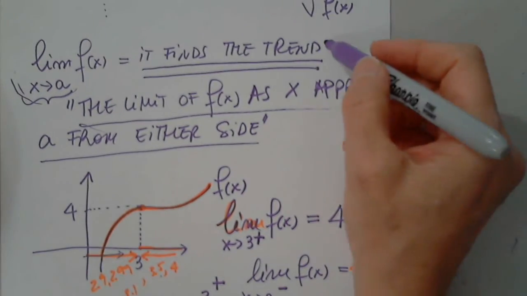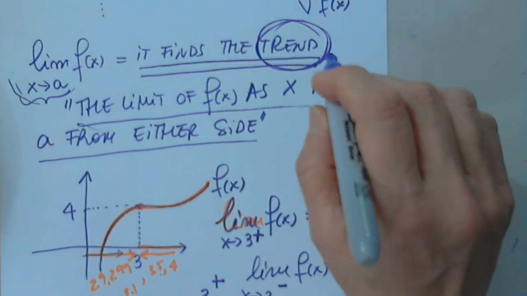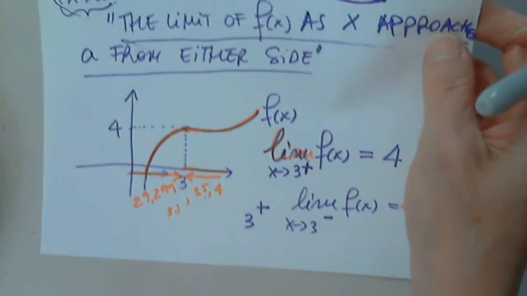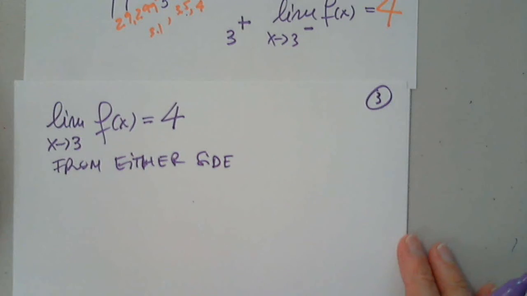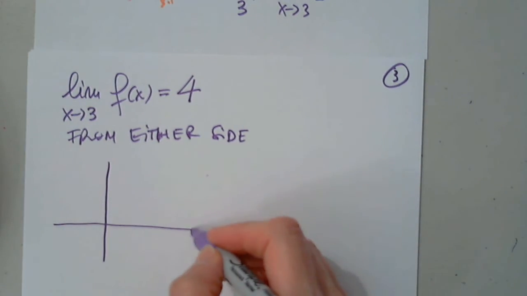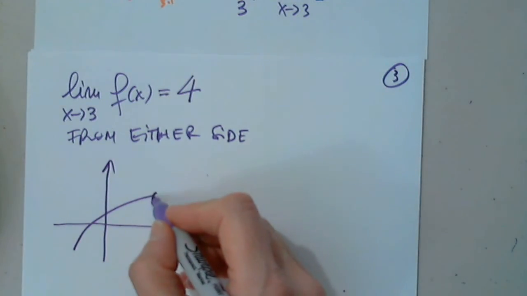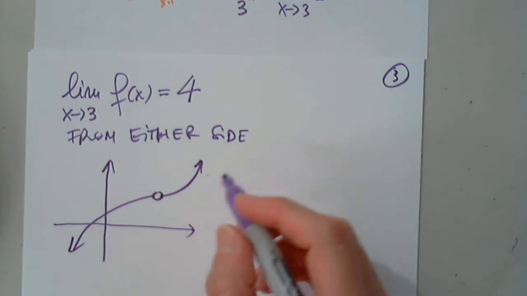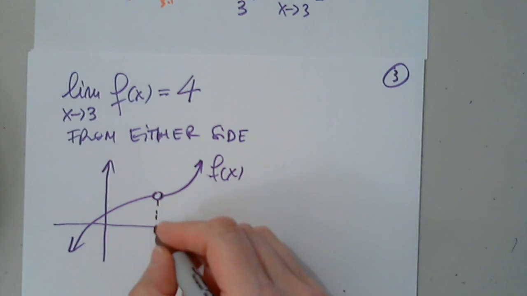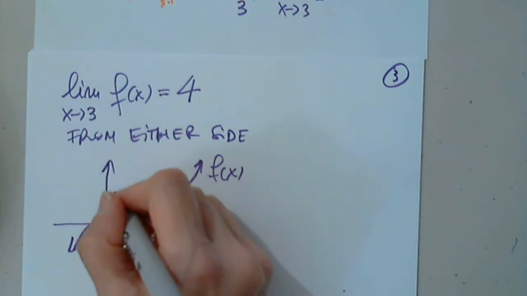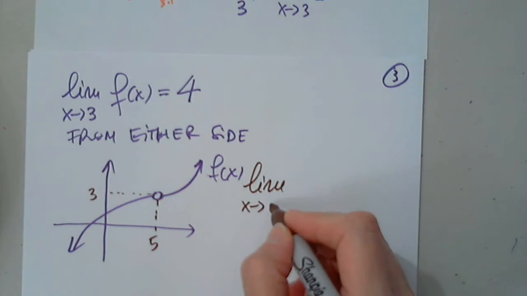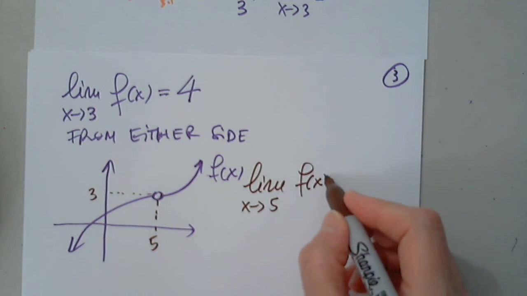So remember, trend, not value. We're not talking about value. We're talking about the trend. And you can say, I don't understand what you're saying. Yes, I know it's not clear, but it will be clear right now. So this is another f of x. Here I have 5. Here I have 3. And I'm going to ask you, what is the limit as x approaches 5 from either side of f of x?